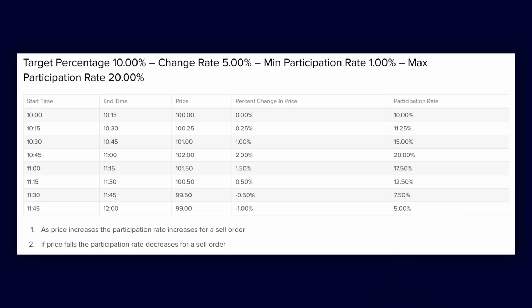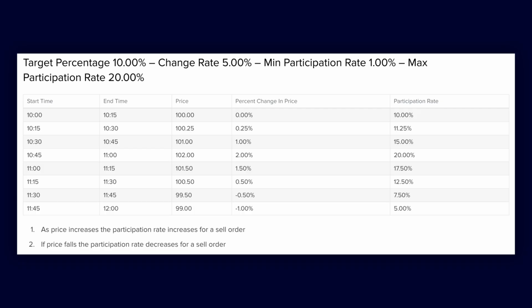For example, if an investor wants to sell 10,000 shares of a stock trading at $100 per share between 10 a.m. and 12 p.m. and wants to sell more aggressively as the price rises and less aggressively as the price falls, they could set the target percentage to 10%, which sets the participation to 10% of ADV when the shares are trading at $100. Set the target percentage change to 5%, which for every 1% rise in the underlying price will increase the pace of selling by 5%, and vice versa for a decrease in price.